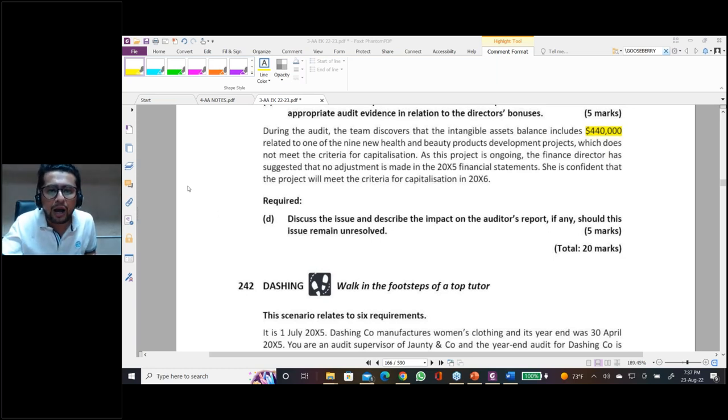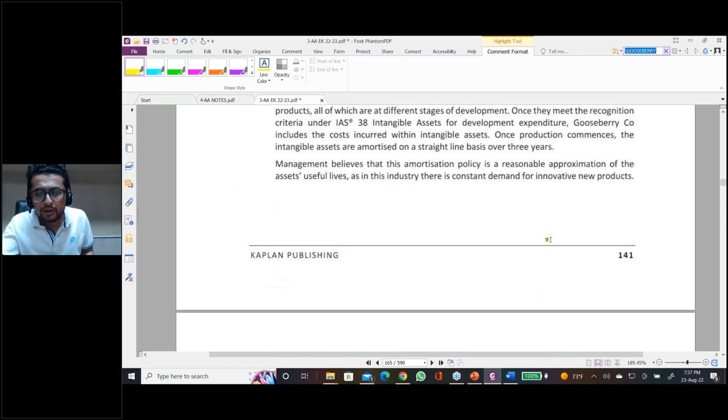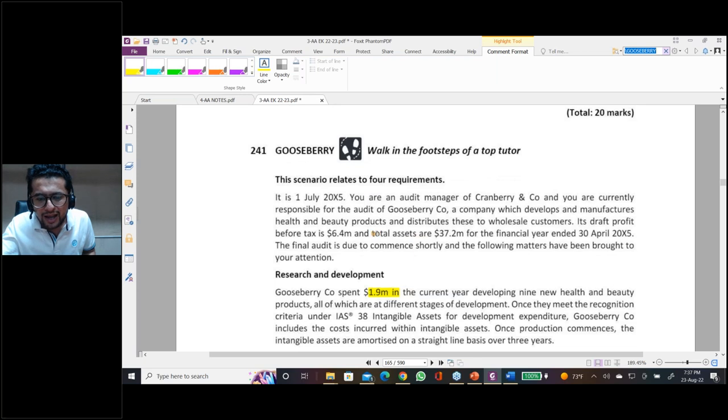Now, how to get 5 out of 5 marks? Let me tell you how. First of all, calculate the materiality of this 440,000 with respect to the company's assets, because it will be removed from the assets, and calculate the materiality with respect to profit before tax as well, because it needs to be written off from the profit or loss account and that will lower the profit before tax. Do the maths, calculate it. 0.44 million divided by 37.2 million, or 0.44 million divided by 6.4 million. Do the maths.